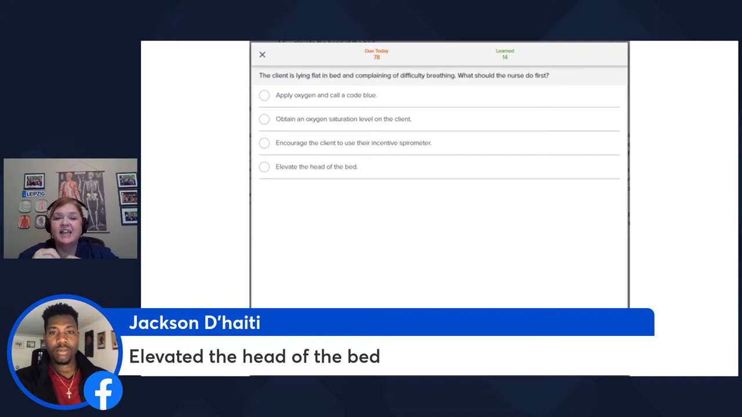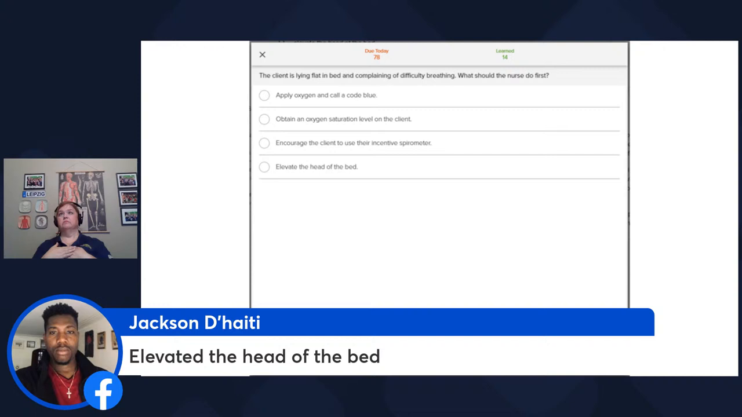Elevate the head of the bed. Now, why is that? Think about what it's like if you're laying down, right? If you're laying down, that's all pushing on your chest. It's harder for the patient to breathe. So if you can get the head of their bed up, that's better for anyone when it comes to breathing. If the patient's alert and having a really hard time breathing, they will just instinctively do that.